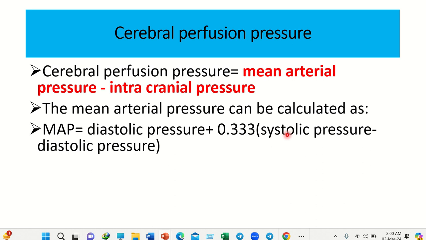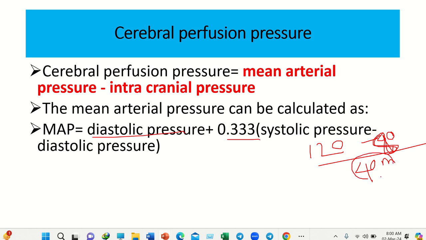And here systolic blood pressure is 120 and diastolic blood pressure is 80. So the difference is 40 millimeter of mercury. So mean arterial pressure is diastolic pressure plus 1/3 of the pulse pressure.